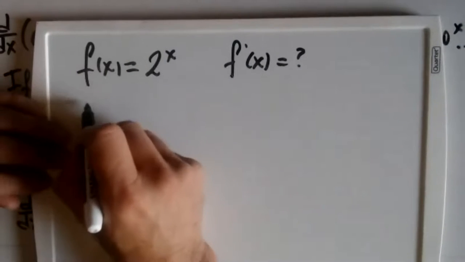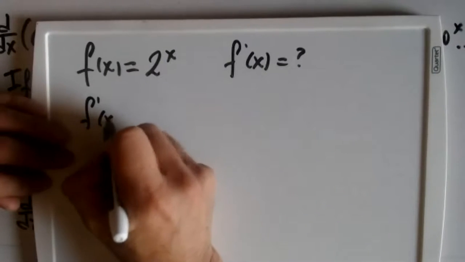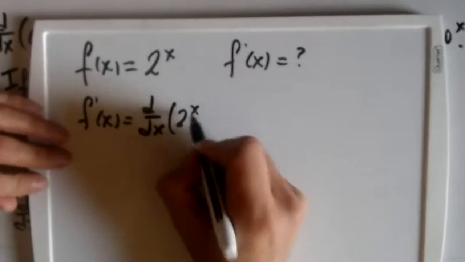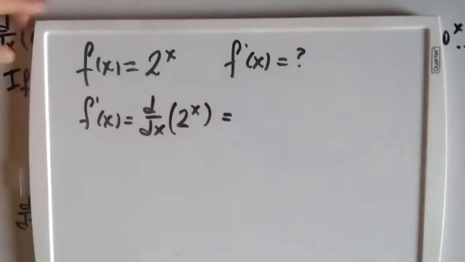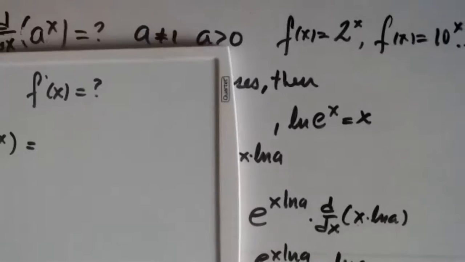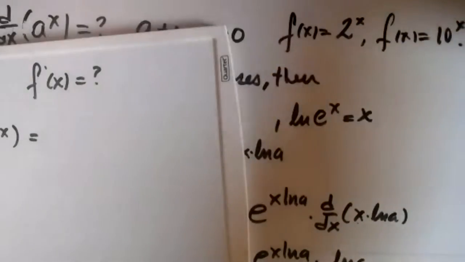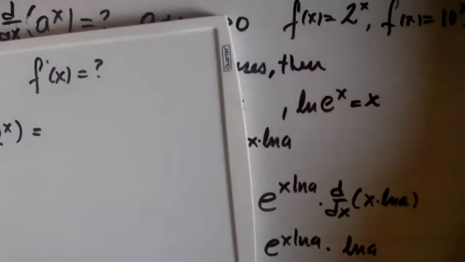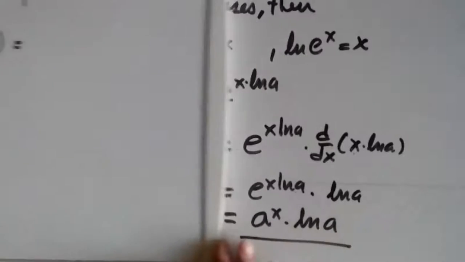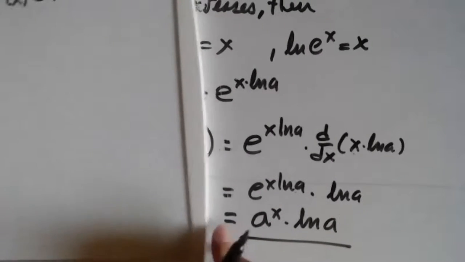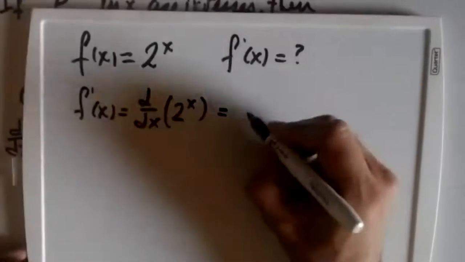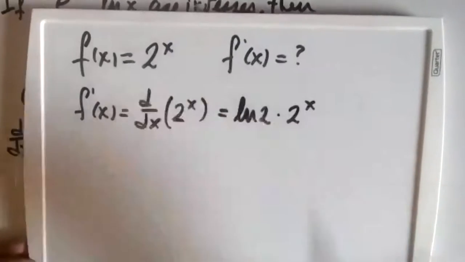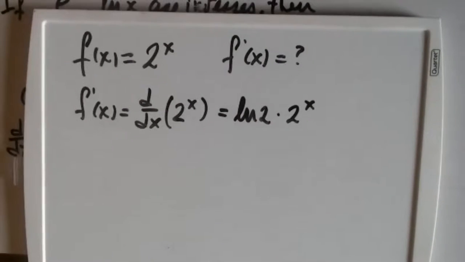It's going to be very simple. f prime of x is the derivative with respect to x of 2 to the x, correct? Now I'm going to use my formula. The only thing I have to do is write the ln of the base times 2 to the x. And that's my derivative.